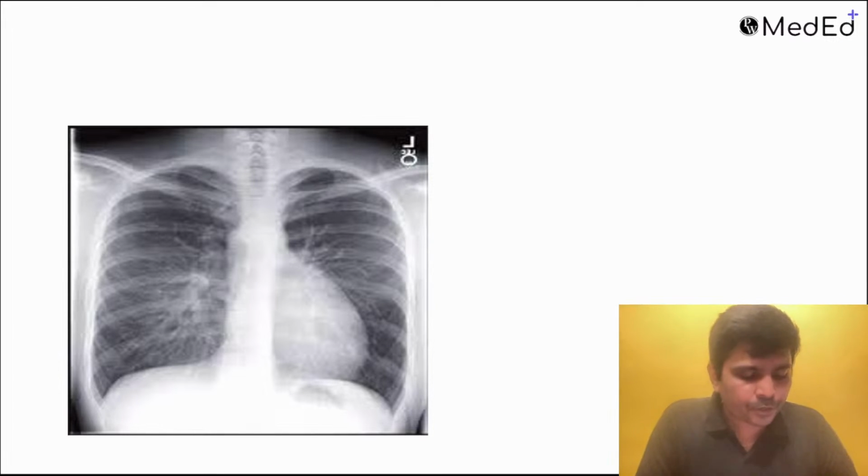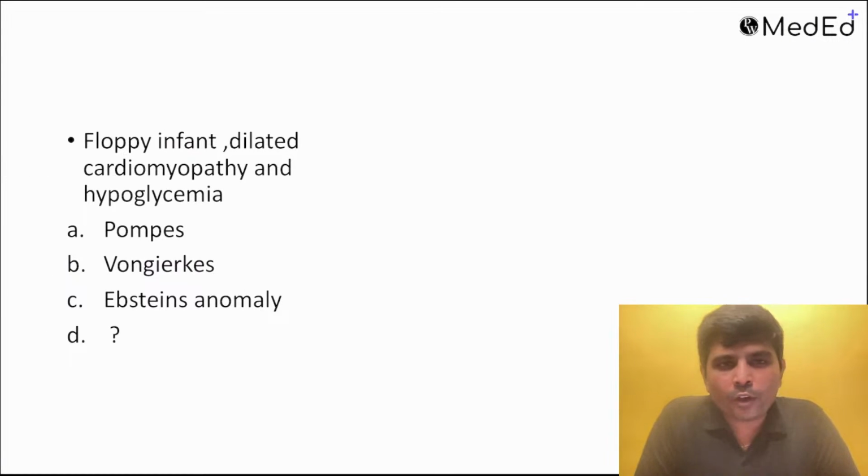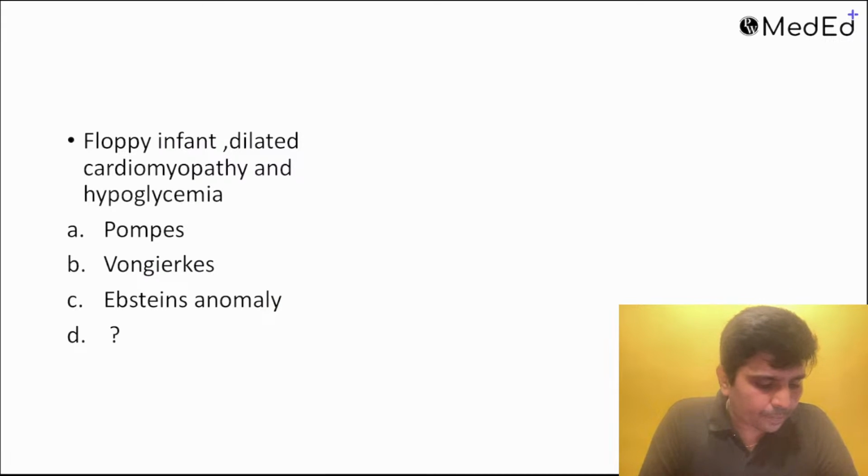So is this the image that was given? And I would like to know the stem of the question. Is there any question regarding TGA? Is there any question regarding Pompe's? What is the question regarding Pompe's? Is this the question? Floppy infant, dilated cardiomyopathy and hypoglycemia.